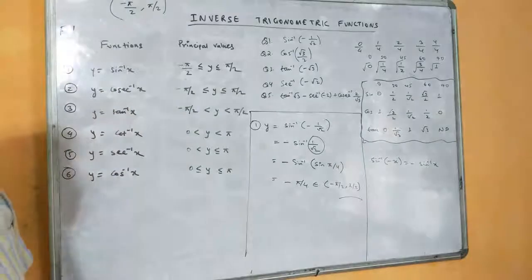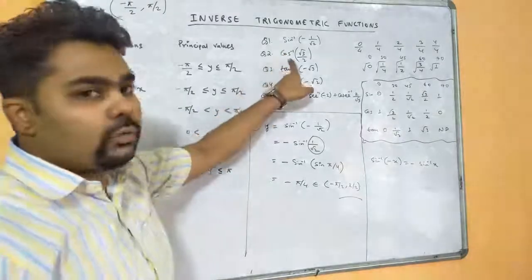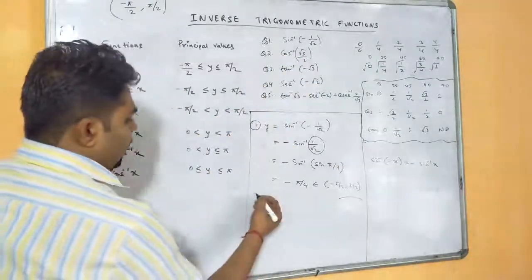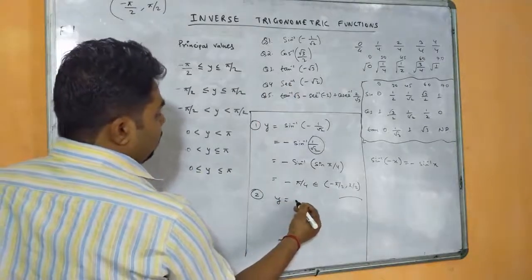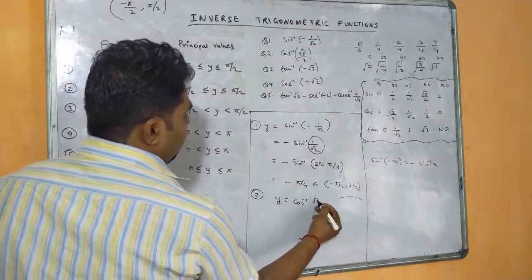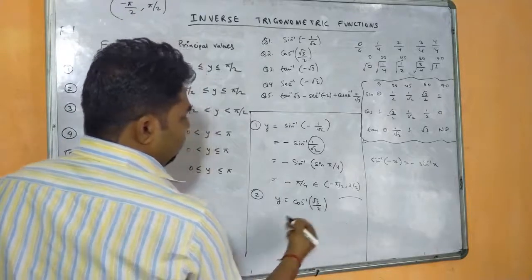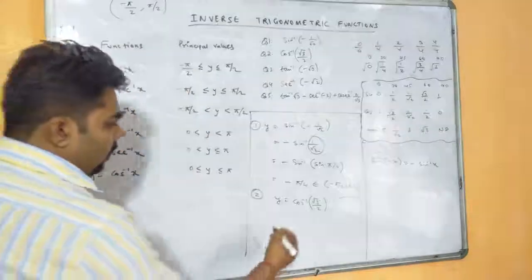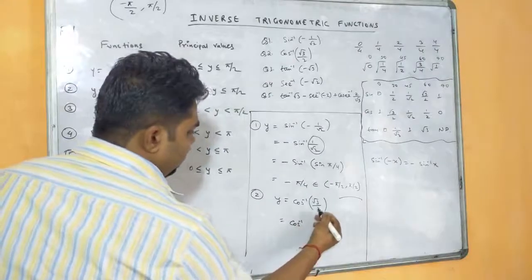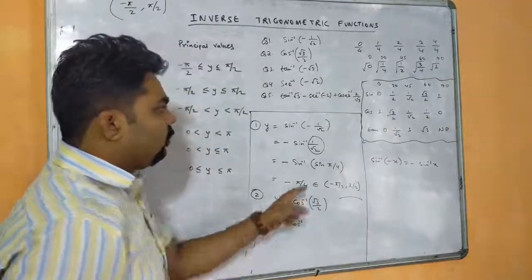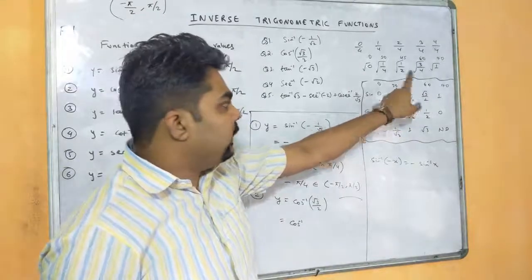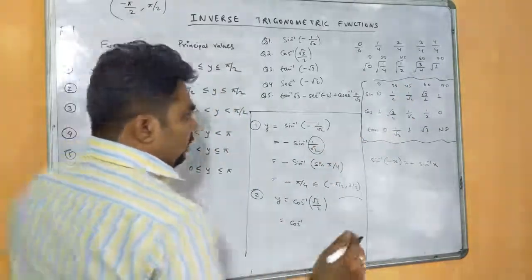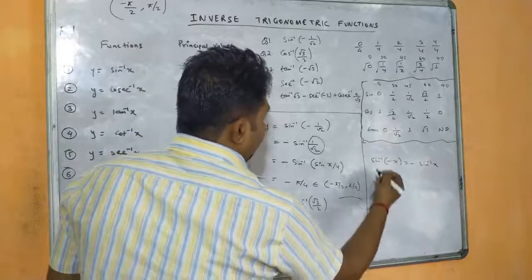The same way we will be solving question number 2 also. Let's see question number 2. We have y equals cos inverse of root 3 by 2. So cos inverse as it is, now root 3 by 2. In terms of cos, we will see that when it is root 3 by 2, that is 30. Now 30 can be written as pi by 6. See how I am changing this.